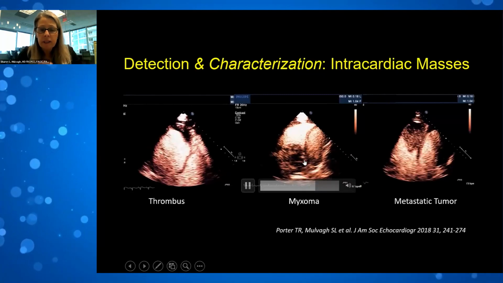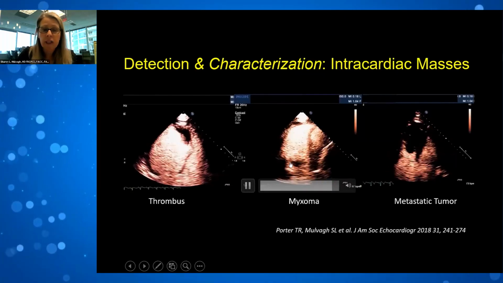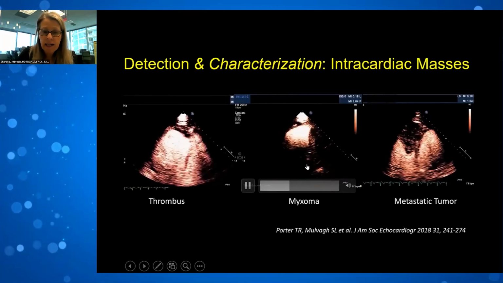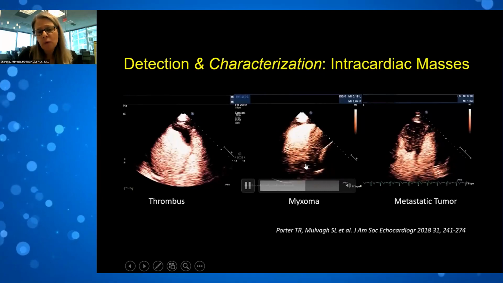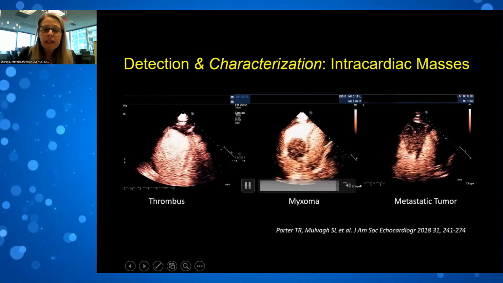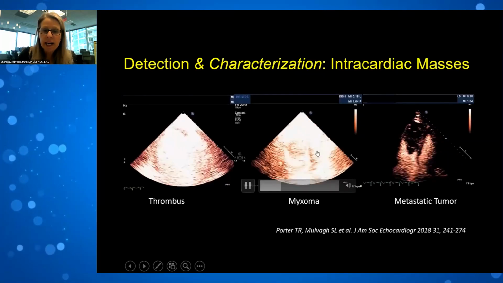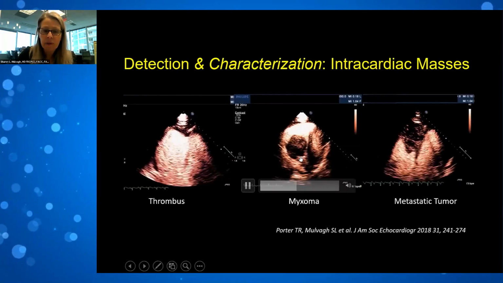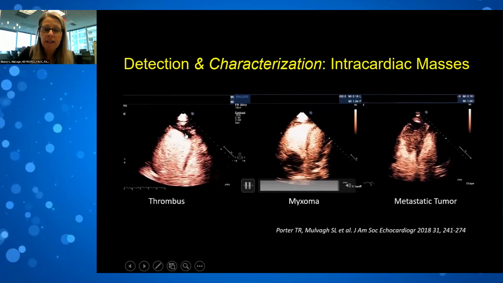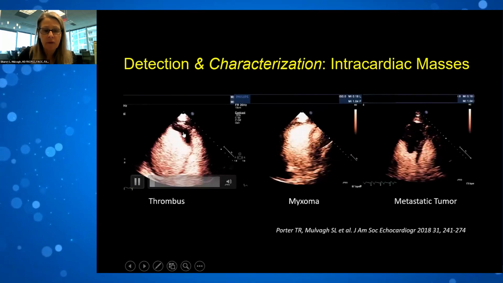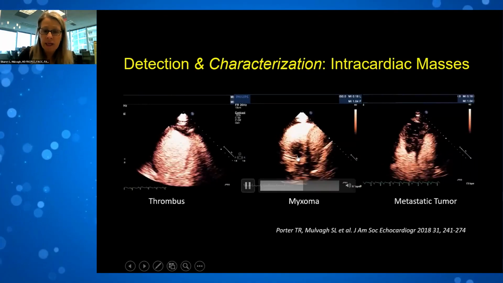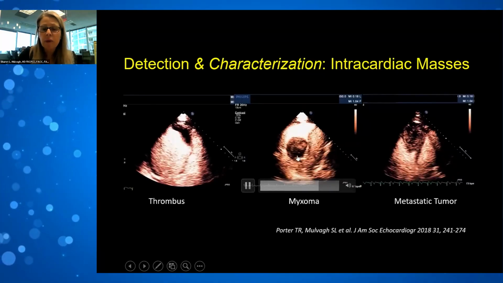Here, this is an RV focused view actually, and this is a mass that we see, and it looks like it has a stalk, but what we're really focusing on is the size. It's very large. And we're looking to see, is there any contrast within that? And you see, as we give that high mechanical impulse, and then afterwards, we look to see if there's filling within that mass. And you can see that as a contrast to this thrombus on this panel over here, this mass does have the penetration of microbubbles. So we know that this is perfused.